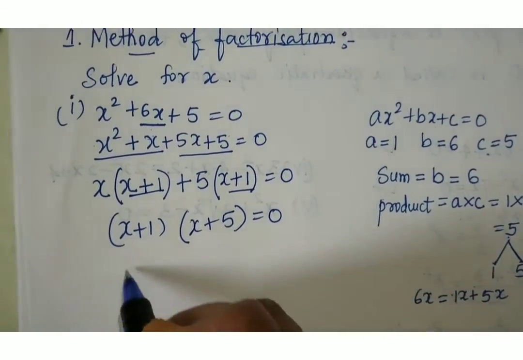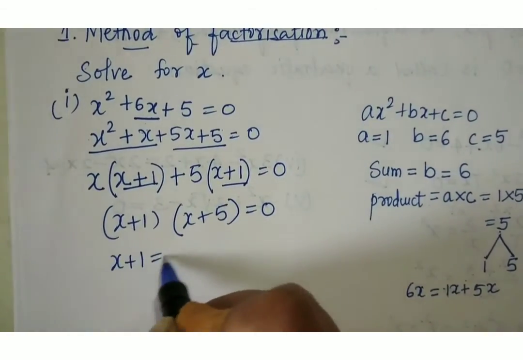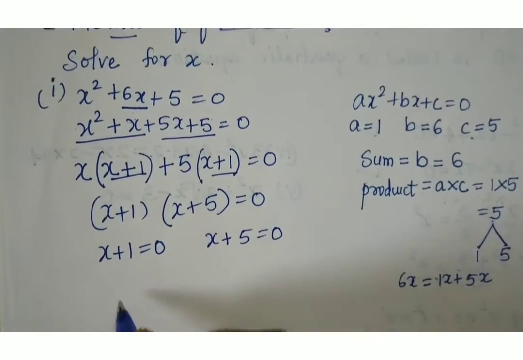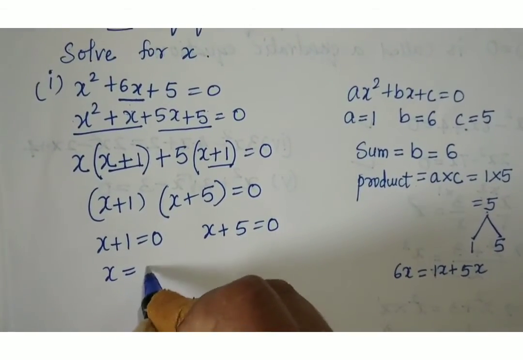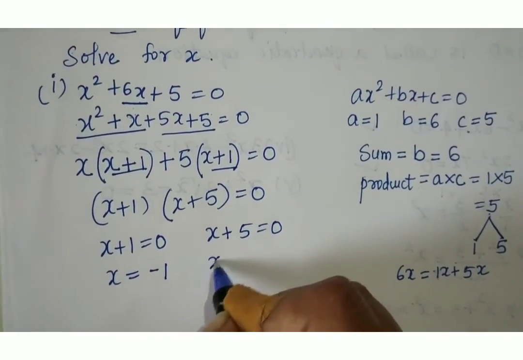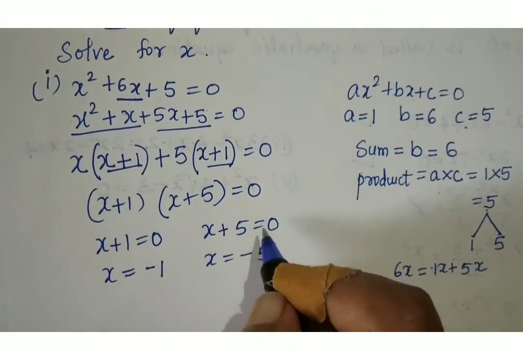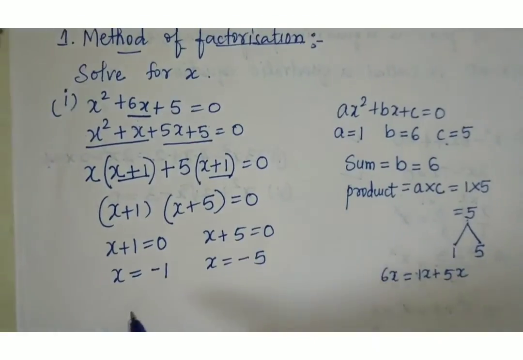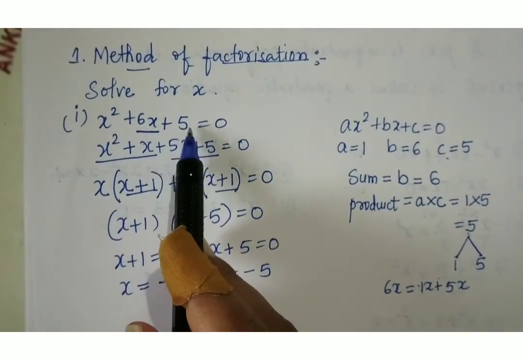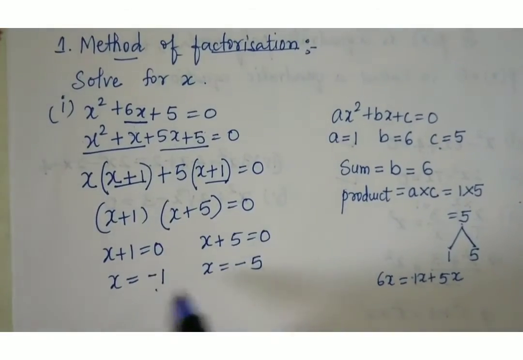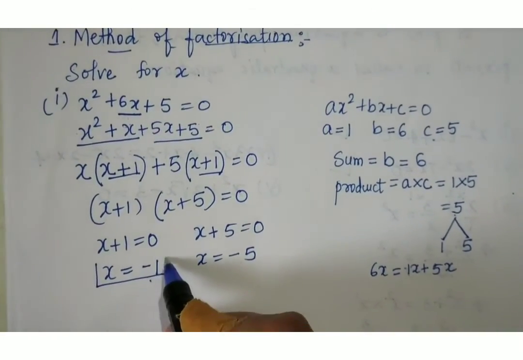Okay, now x plus 1 is equal to 0. We'll equate each binomial to 0 and we will get the value of x as minus 1 and x as minus 5. So the solution of the quadratic equation x square plus 6x plus 5 by the factorization method are minus 1 and minus 5. This is our solution.